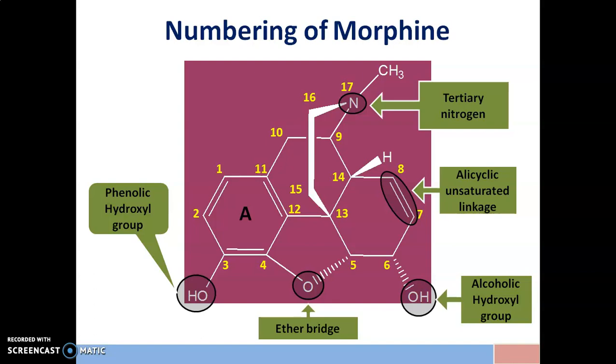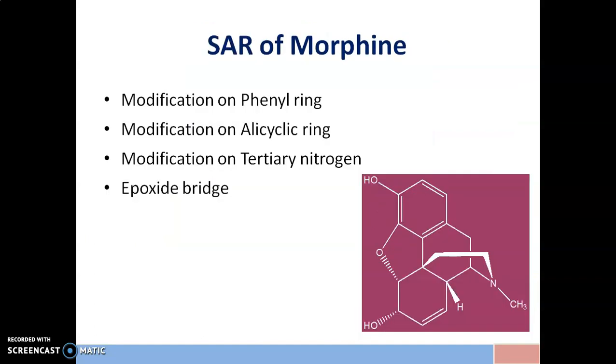So ring A has a phenolic hydroxyl group. Ring E has an ether bridge. Ring C contains an alcoholic hydroxyl group at position 6 and there is a presence of an alicyclic unsaturated linkage at position 7 and 8. Ring D contains a tertiary nitrogen.